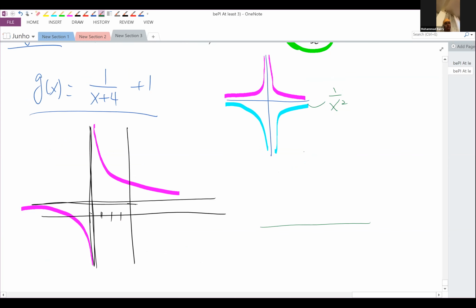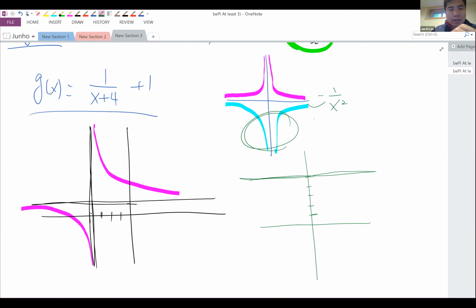So the horizontal line would be at positive 5, and you just flip the graph. So 1, 2, 3, 4, 5. That's our new horizontal asymptote. And then now we put this graph basically because this is the minus 1 over x squared graph. So the answer becomes, looks like this. Make sense? Okay.